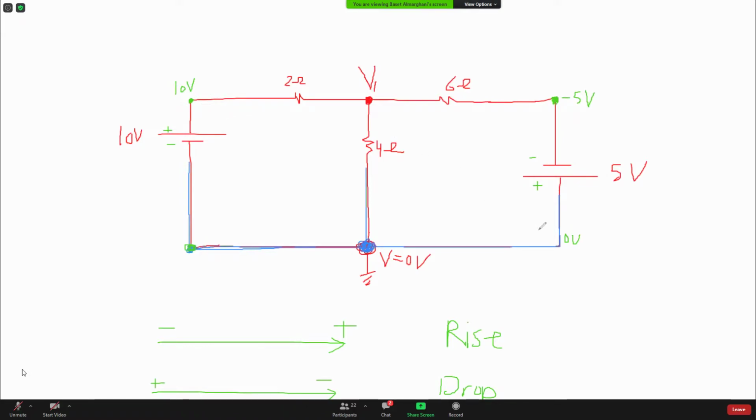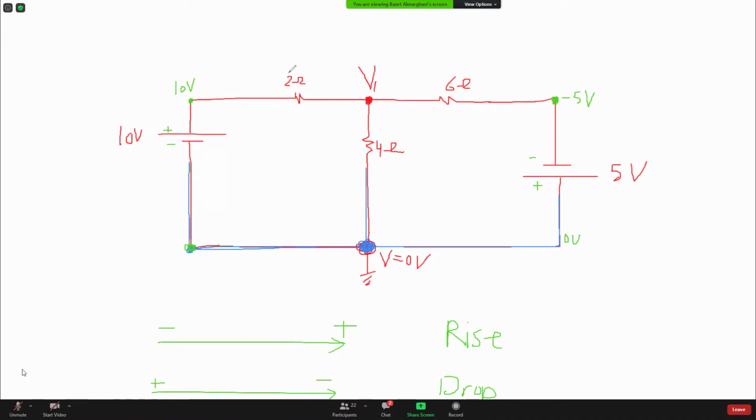Okay, now the other side, you go from 0 to minus 5. You go from 0 and you lose 5, so you drop 5. So 0 minus 5 gives you a negative 5 volt. Is this okay so far?